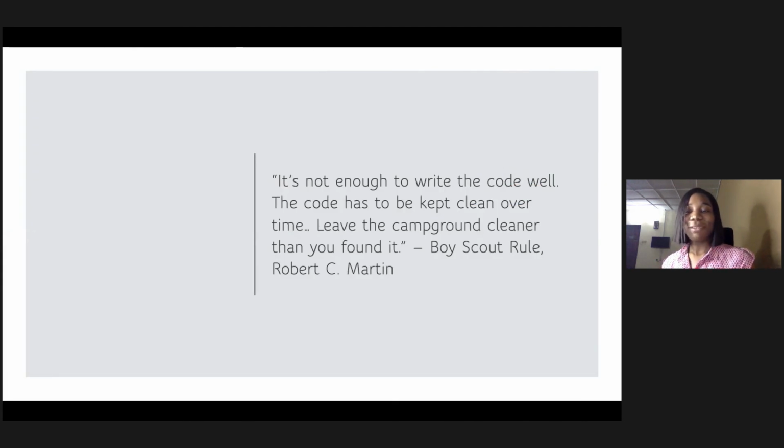And this is an important quote too by Robert Martin. It says, it's not just enough for you to write code well. The code has to be kept clean over time. Leave the campground cleaner than you find it. And this is just one important rule that no matter where you're going, no matter what code base you're working on, it's always important to leave it better for the next person that's going to work in it.